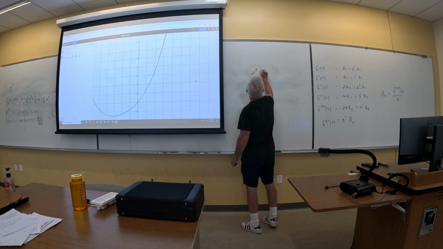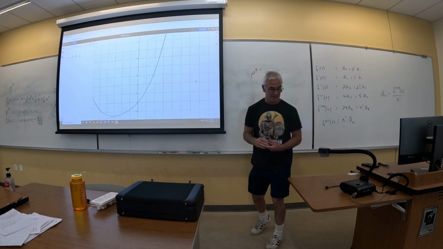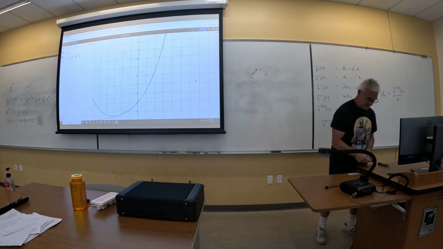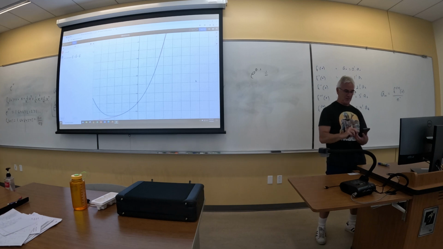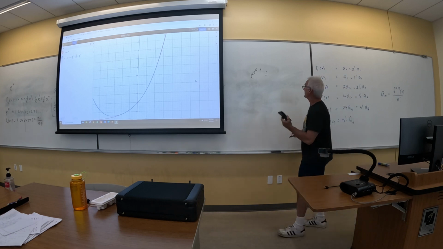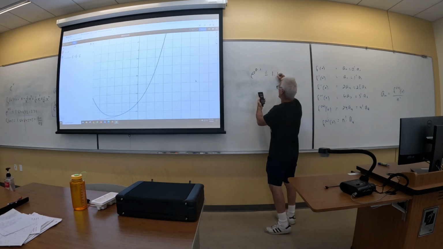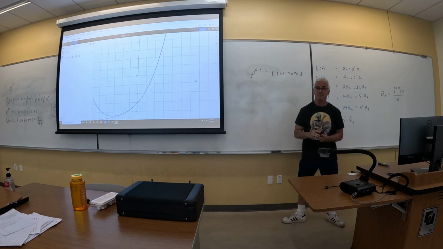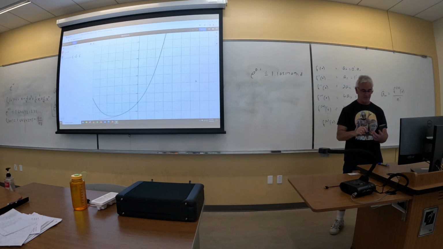So e to the 0.1 is approximately, and again, it's an approximation, it's not an equal. It's not possible to give an equal if it's an irrational number because you're only writing down the first several decimals. So it's approximately 1.1051709. If I want more, I need a more powerful calculator that does more digits.